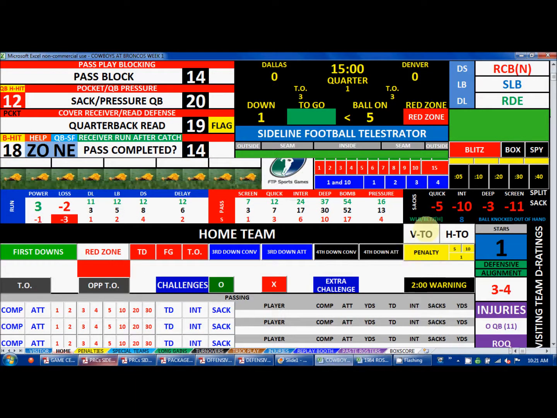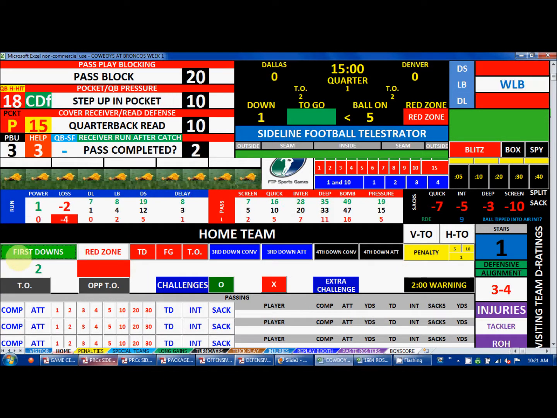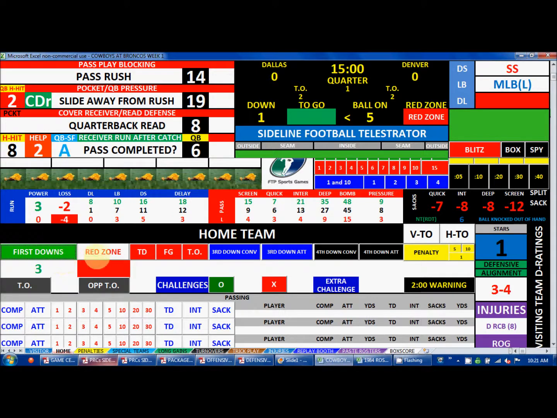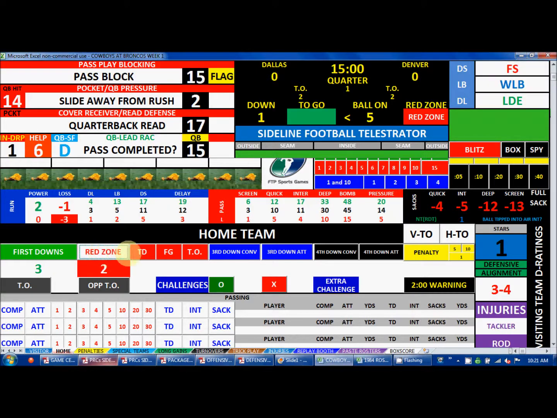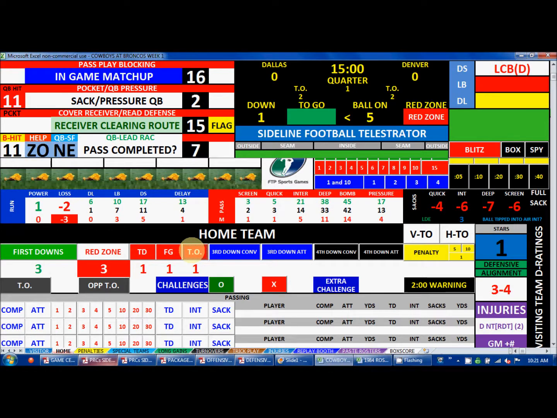All right. As we move down, we see timeouts, visitor timeouts, home timeouts. And then here we see team statistics, where you can start adding these up. Every time a team gets a first down, click that button. When they enter the red zone, click that one. If they get a touchdown or a field goal or a turnover in the red zone, you click those.